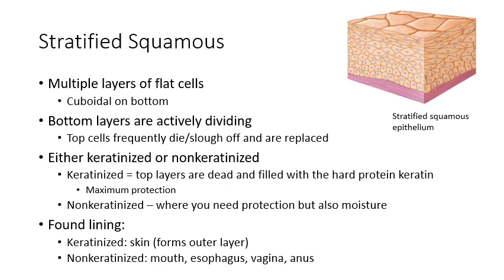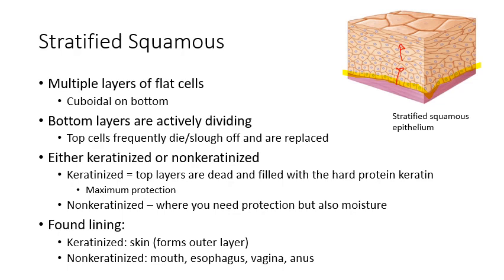For stratified squamous, the bottom layers of cells down here, especially the bottommost layer, but also 1 or 2 layers above it, those cells are actively dividing, which is unusual for cells in the body of an adult. And so as cells get born, they're pushed up through the epithelium. Eventually they reach closer to the top.